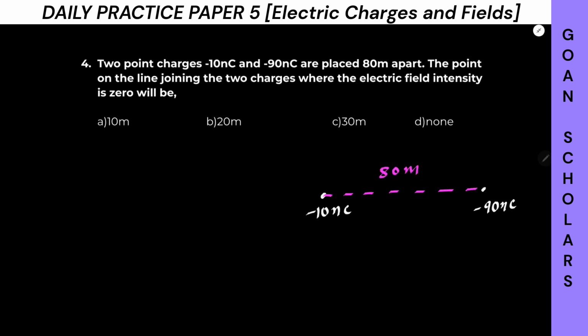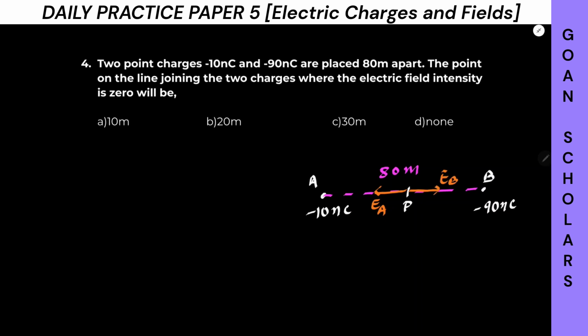We need the point on the line joining the two charges where the field is 0. So similar approach. Let's take this as point P, let's call this A and this B. But be very careful with the directions, because this time these are negative charges. For negative charges, electric field will be radially inward. So this side will be not EB, this will be EA, and this time this side will be EB.